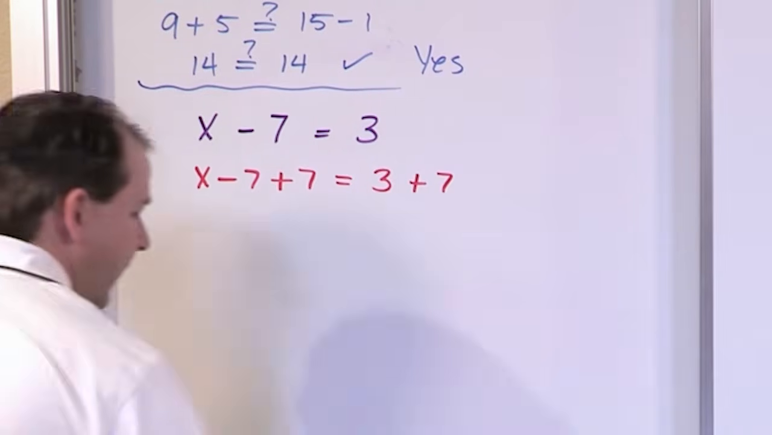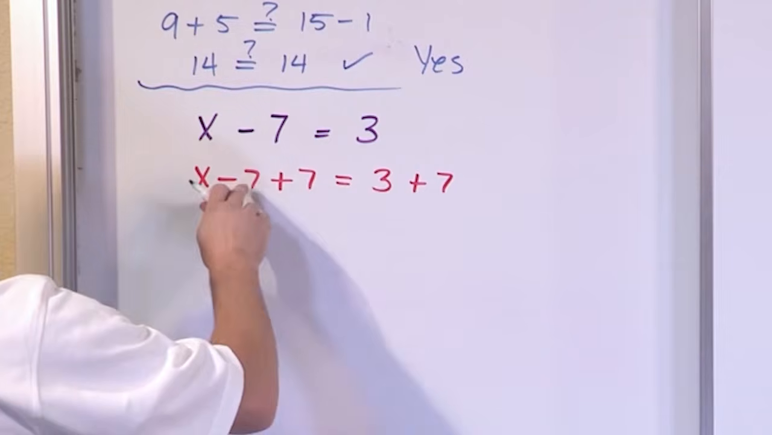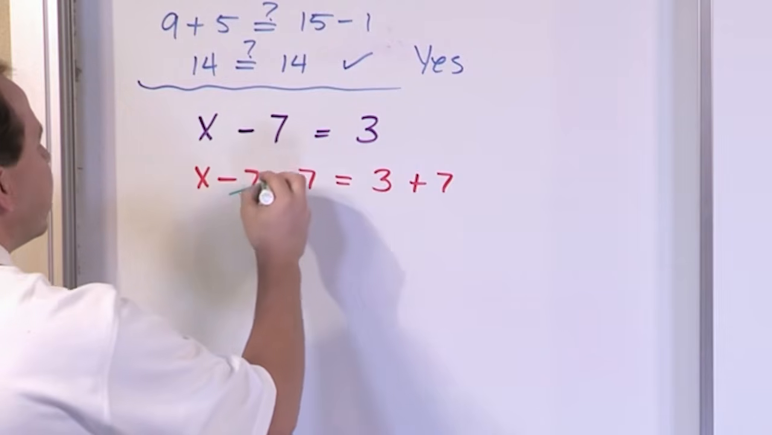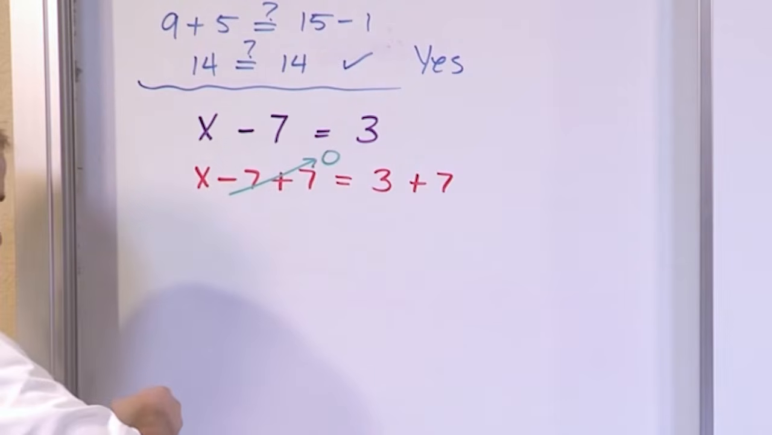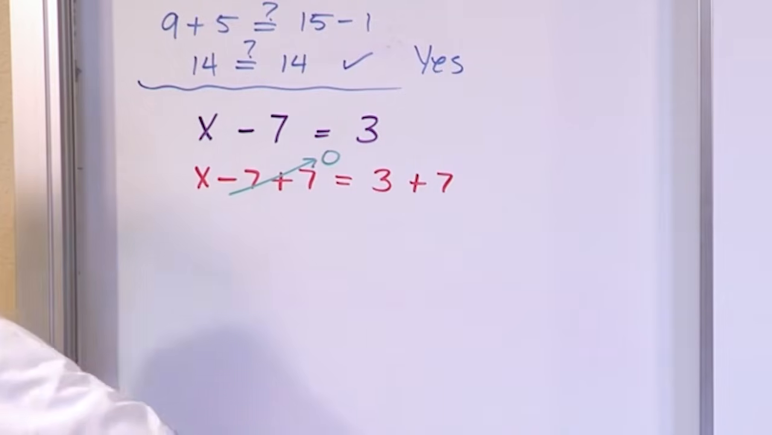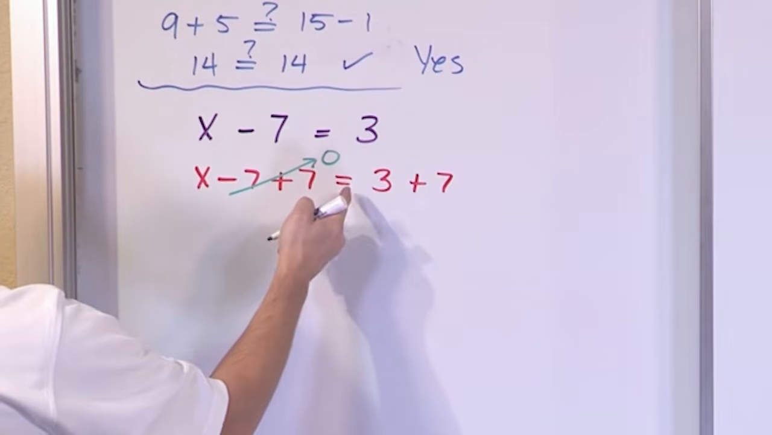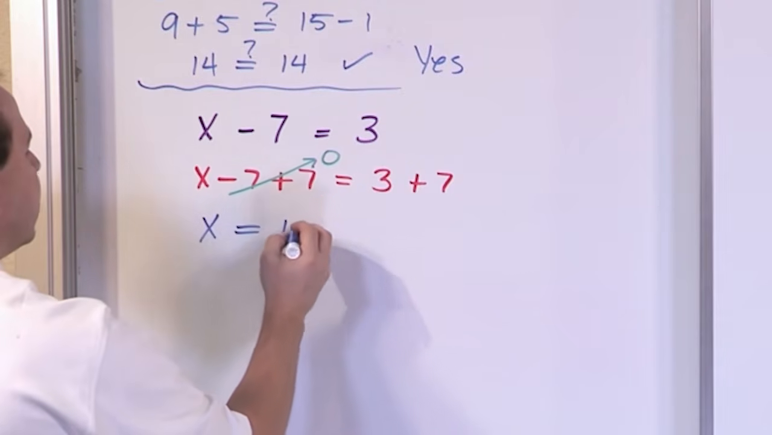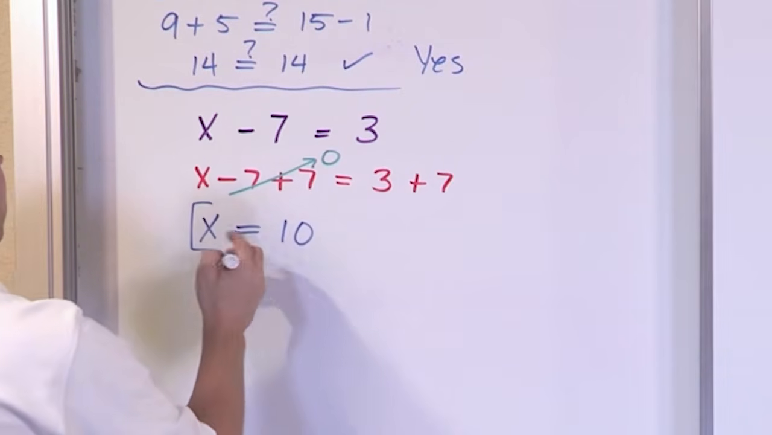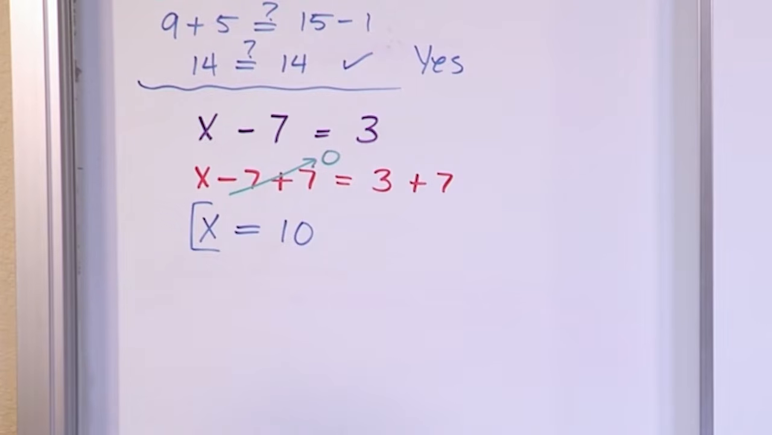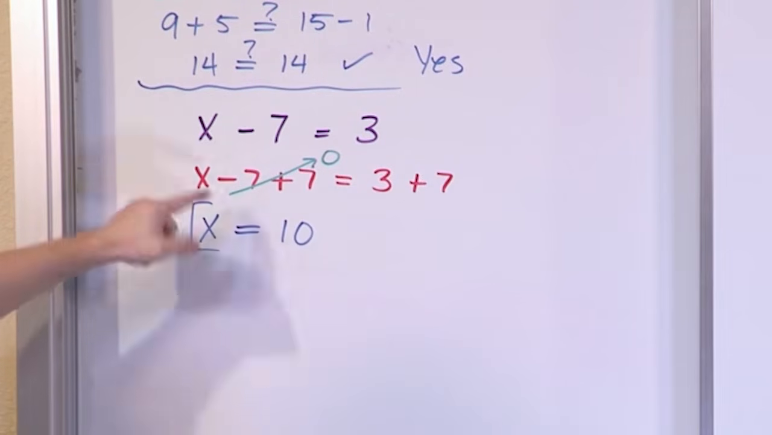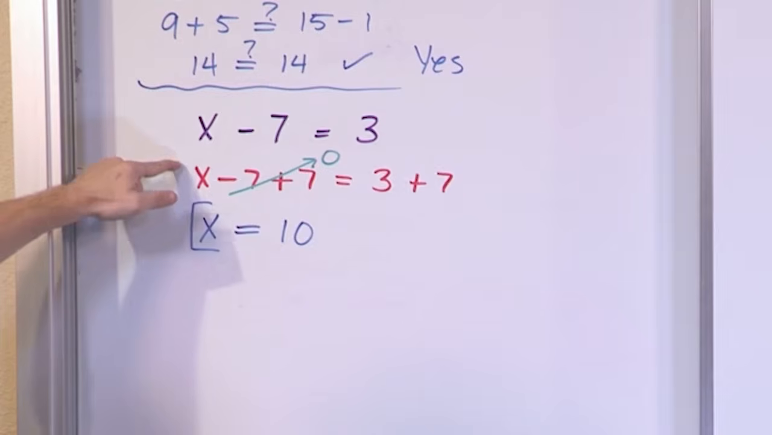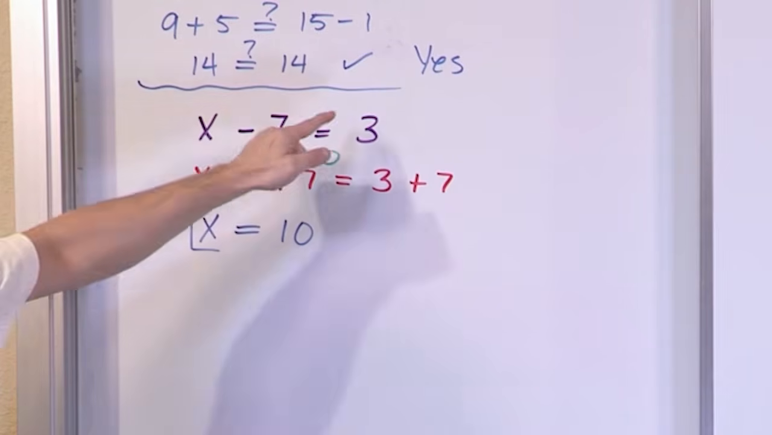Now on the left-hand side, I have -7 plus 7. This is going to go to 0. It's going to basically disappear completely. And so because it did that, on the left-hand side of the equal sign, all I have left is x. And on the right-hand side of the equal sign, all I have left is 10. So I get my answer of 10, which is exactly what we know the answer has to be. In fact, you can take the 10, you can stick it back in here. 10 minus 7 is 3.